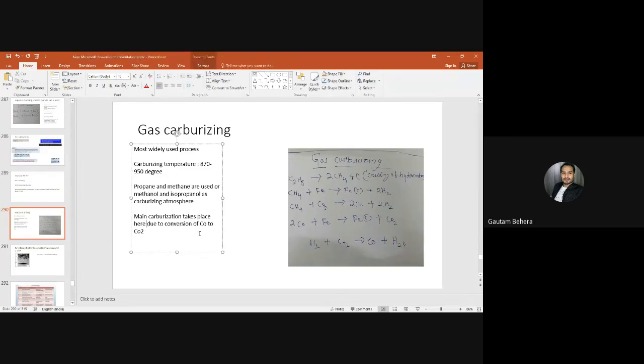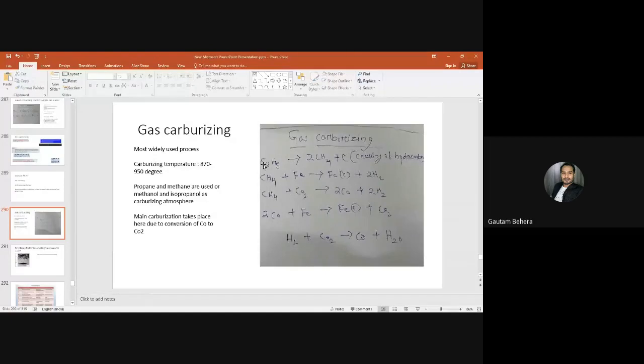Then you can see the main carburizing takes place here due to conversion of carbon monoxide to carbon dioxide. So you can see the reactions which happen during the gas carburizing. You can see C3H8 undergoes cracking to give you methane plus carbon, and this methane reacts with iron, which leads to the carburizing of the iron and gives you hydrogen gas. This is not the main reaction, but still this reaction will go on. Then methane also reacts with carbon dioxide to give you 2 carbon monoxide plus hydrogen.